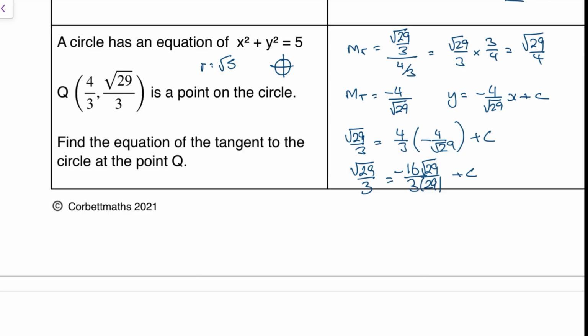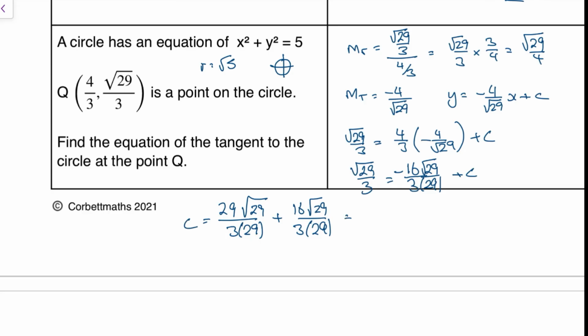Let's try and tidy this mess up. So I've got root 29, and I need it to be 3 times 29. So I've got 29 of those over 3 times 29. I could work that out, but I'm going to leave it like that for now. Then I'm adding 16 times root 29, all over 3 times 29. So crucially, although that looks horrible, my denominator is the same, which means I can therefore add them together. And that bit of rearranging is equal to c.